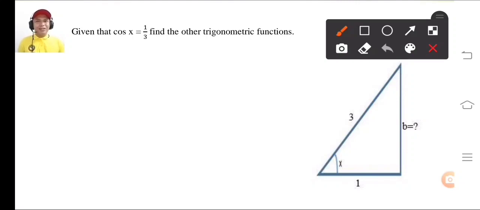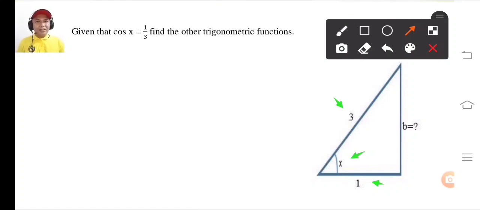The denominator, 3, is the hypotenuse. So this is the hypotenuse, 3. And the numerator, 1, is the adjacent. So given that cosine x is equal to 1/3, 3 is the hypotenuse and 1 is the adjacent. So x here is our angle, 1 is the adjacent side.